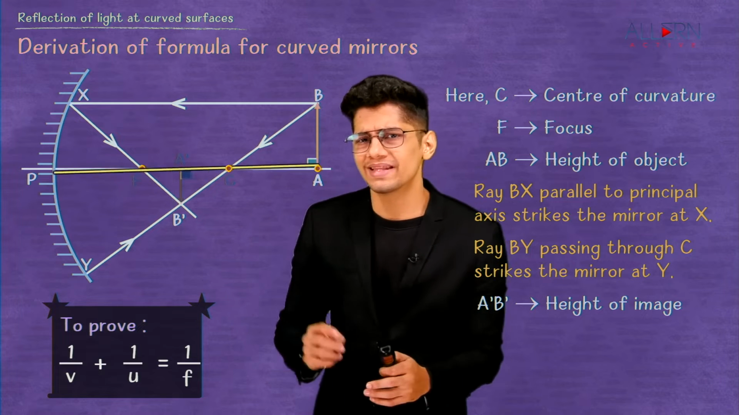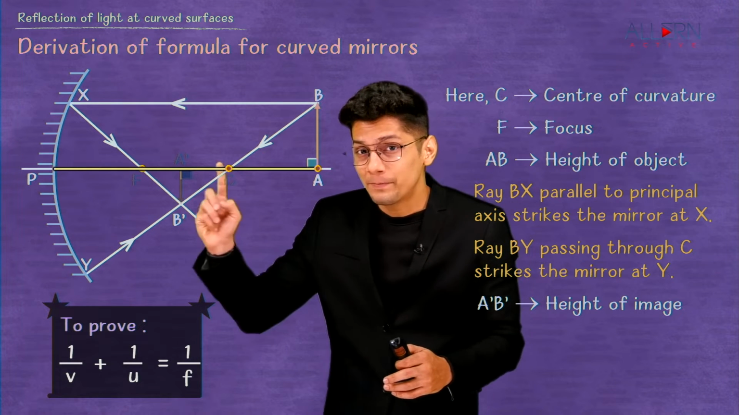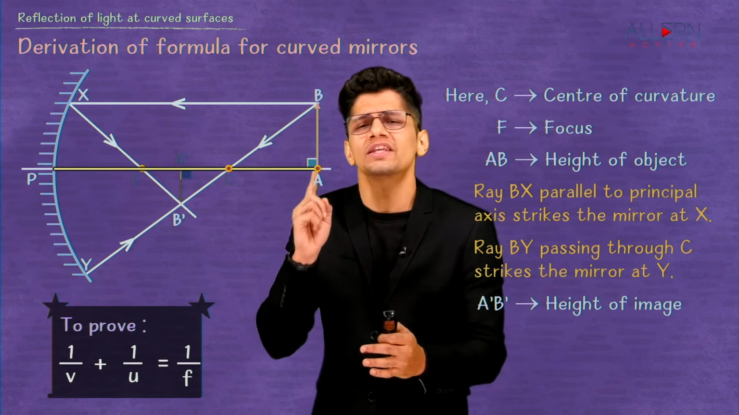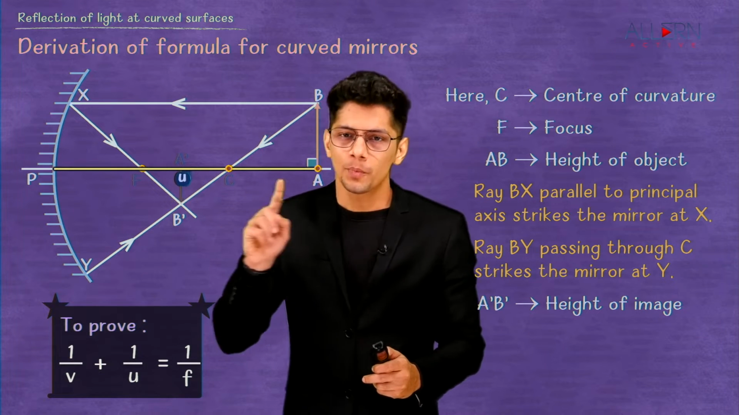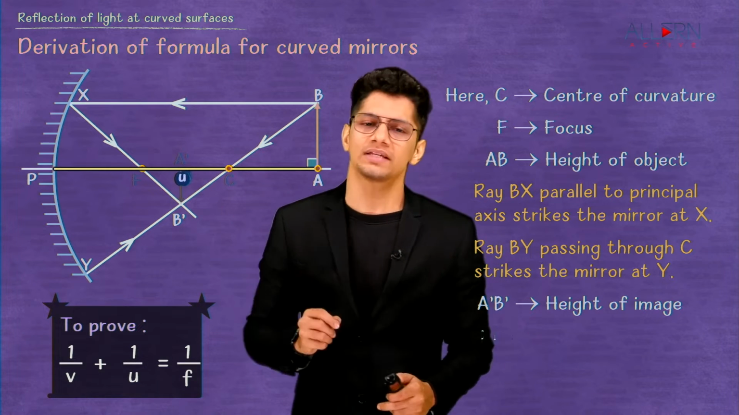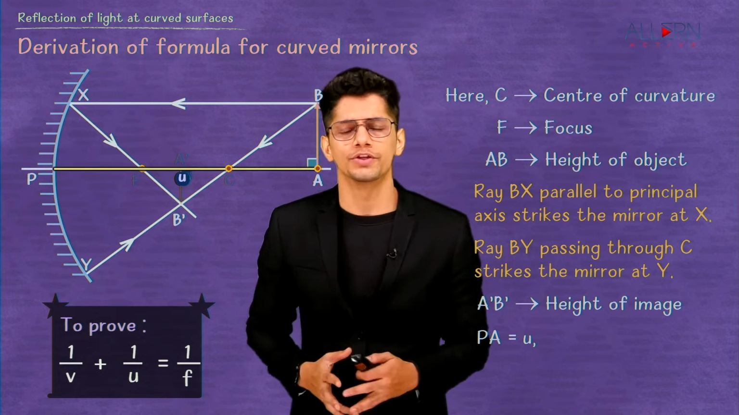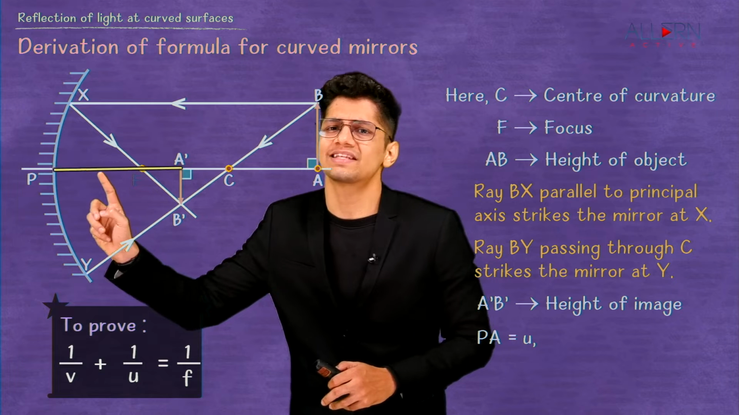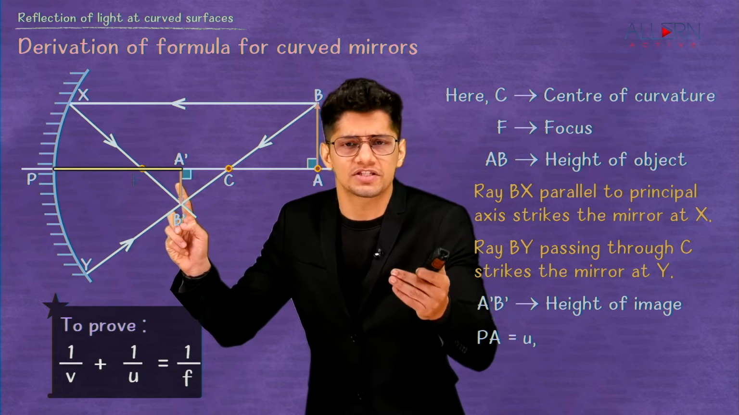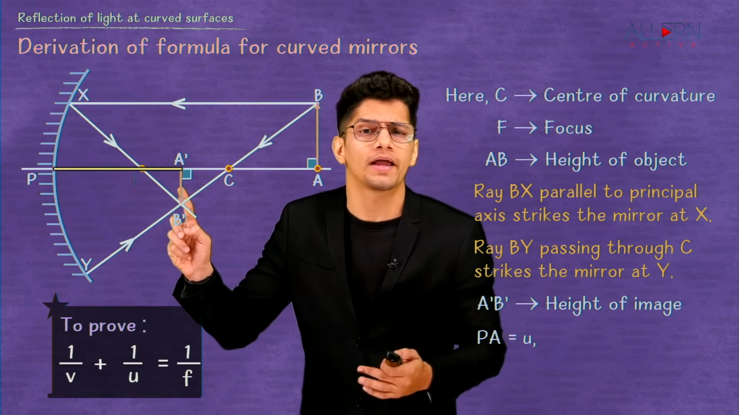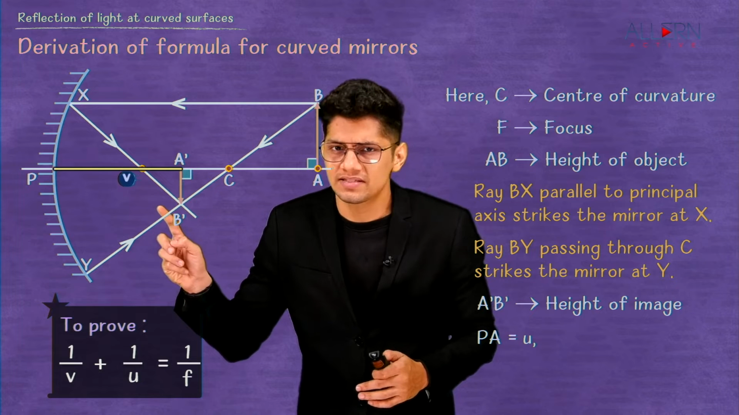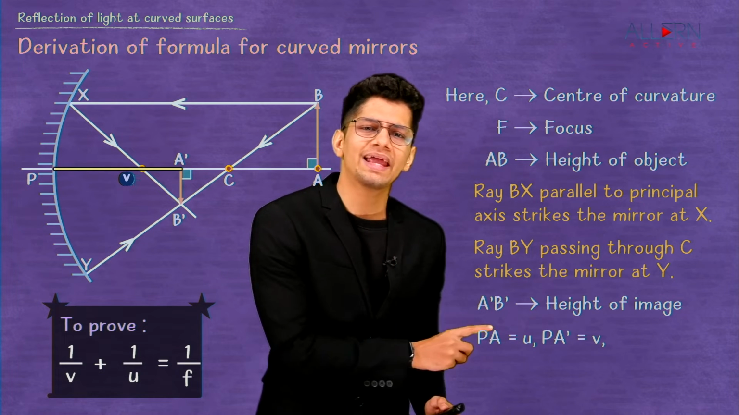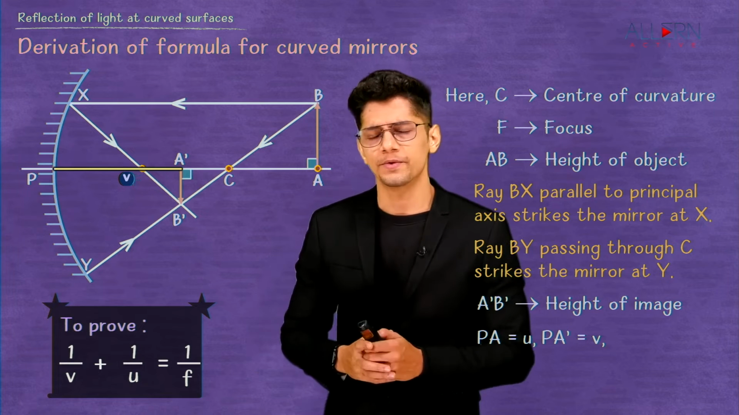So let's see. We know that PA is the object distance, because object distance is the distance between the object and the pole of the mirror. So PA is equal to U, that is the object distance. Now we know that image is formed over here, and this distance PA dash is the image distance. And what is image distance denoted by? V, right? So PA dash is equal to V.